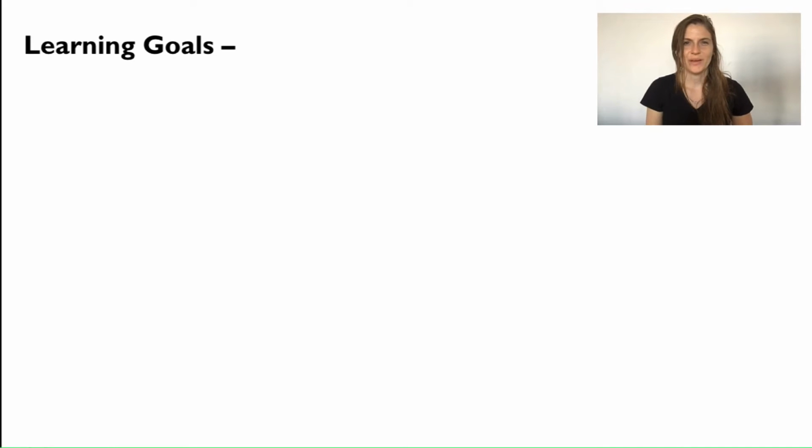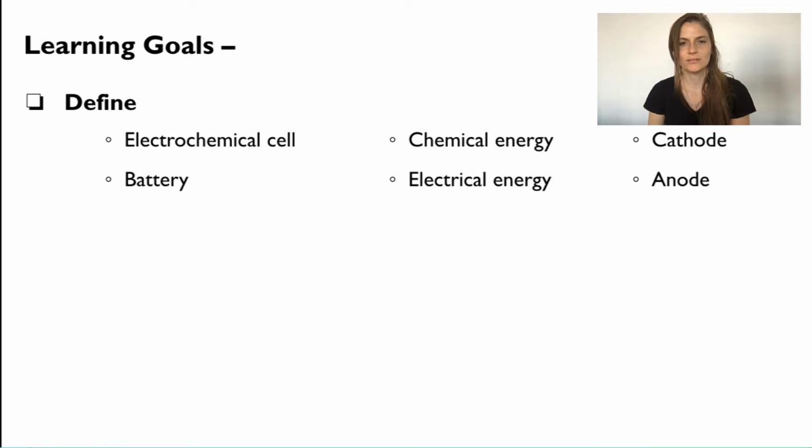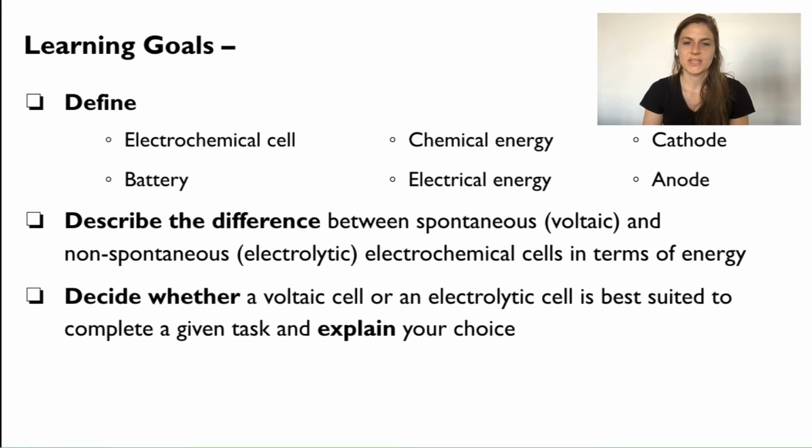Hi chemists, my name is Kim and our learning goals for this video are to define a bunch of vocabulary terms related to electrochemistry. So electrochemical cell, chemical versus electrical energy, cathode, anode, and battery, along with voltaic and electrolytic cell. We also will describe the difference between spontaneous or voltaic and non-spontaneous or electrolytic cells in terms of energy, and we will think about whether a voltaic cell or an electrolytic cell is best suited to complete a given task and explain our choice.